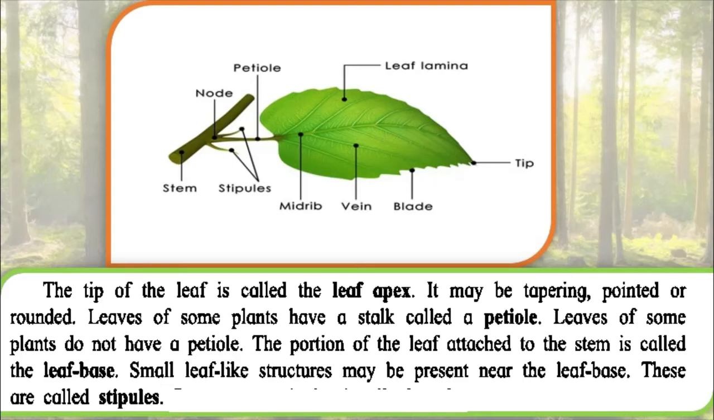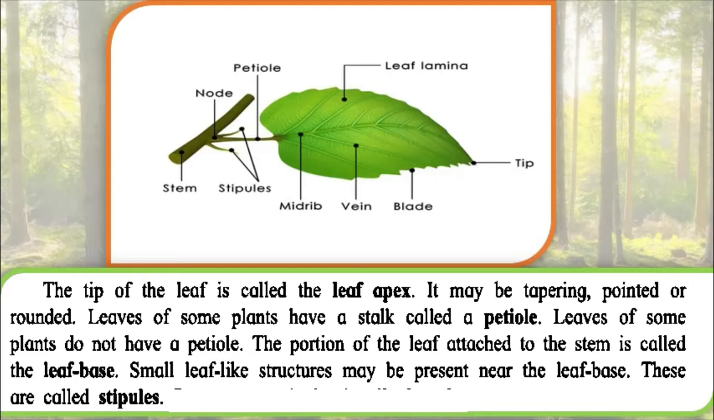Leaves of some plants do not have a petiole. Depending upon the plant, some have a petiole and some do not. The leaves are directly connected to the stem. Okay, the portion of the leaf attached to the stem is called the leaf blade. So which is attached here, you can see ये जो stem दिख रहा है, petiole जिसे हम लोग कहते हैं, it is attached to the leaf. जो lower portion है उसे हम लोग कहते हैं leaf base.